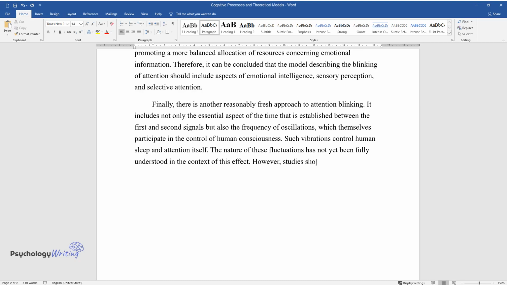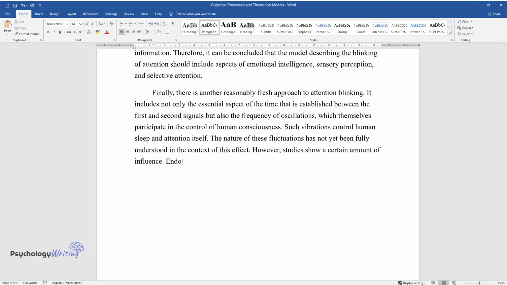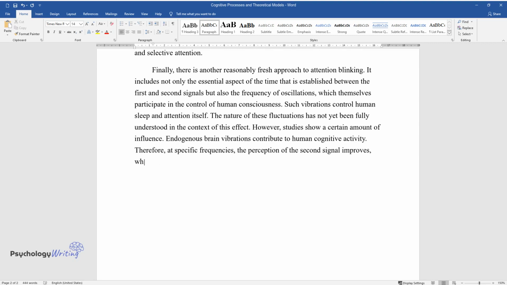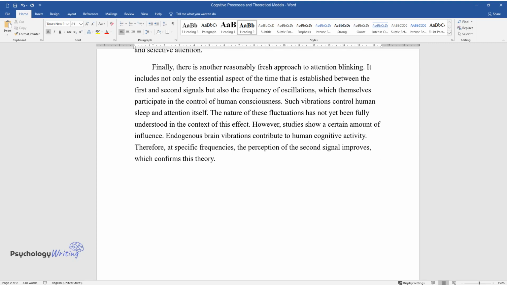However, studies show a certain amount of influence. Endogenous brain vibrations contribute to human cognitive activity. Therefore, at specific frequencies, the perception of the second signal improves, which confirms this theory.